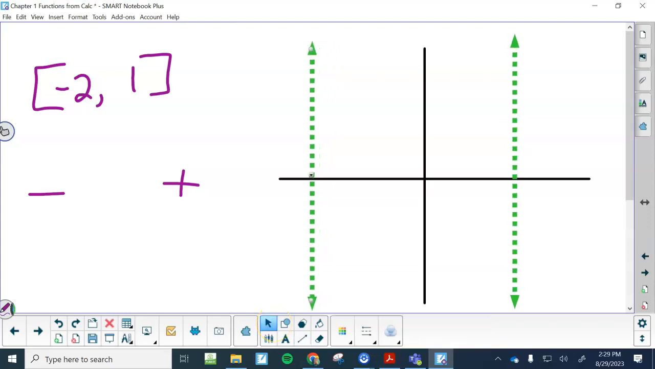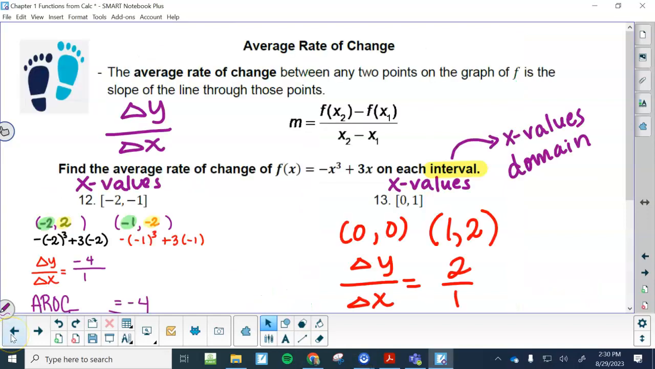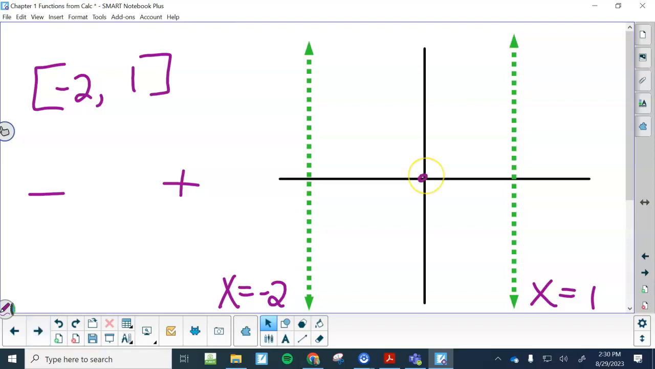Let's say that this is -2, and this is 1. Tell me everything you know about what's happening in between those lines. Everything you know. It's increasing. Yes. Is it increasing? Where is it increasing? After the origin. Yes, it is. Good. Here's the origin. Decreasing before the origin. Okay.